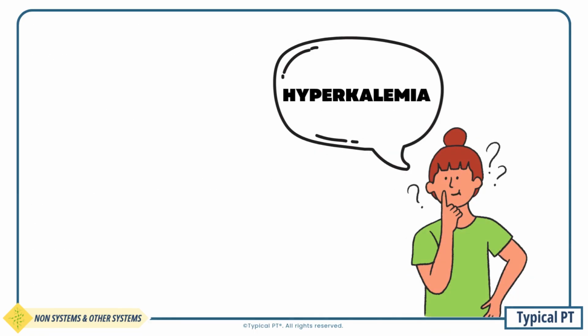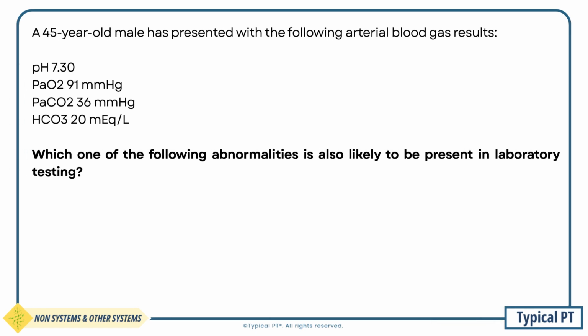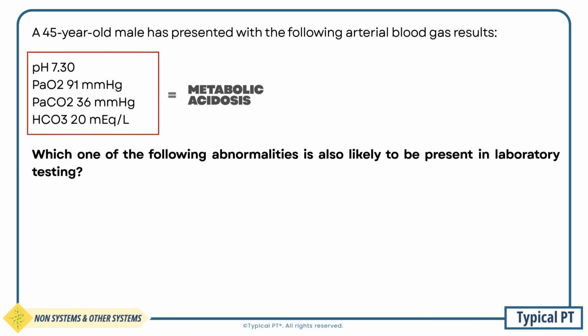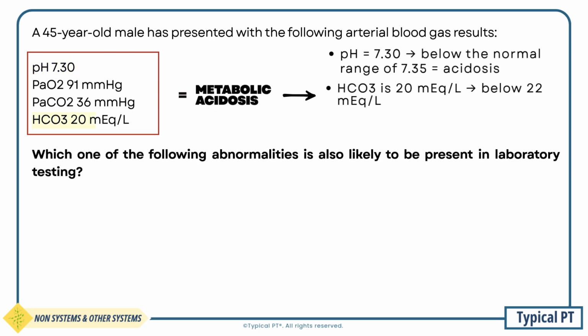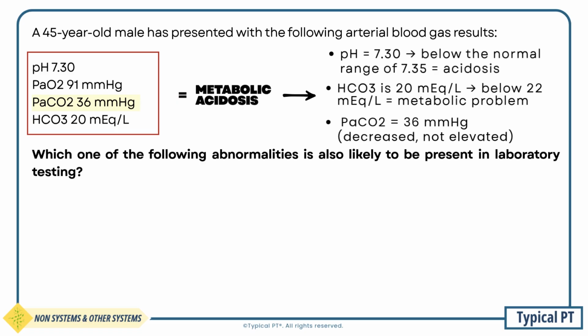Let's walk through why hyperkalemia is the correct answer. Looking at our ABG values, we can identify this as metabolic acidosis. How do we know? Well, the pH is 7.30, which is below the normal range of 7.35, confirming we have acidosis. The HCO3 is 20 milliequivalents per liter, which is below 22 milliequivalents per liter, indicating a metabolic problem. And if you look at the PaCO2, it's 36 millimeters of mercury, which means it's decreased, not elevated. This is the body's compensatory mechanism trying to blow off CO2 to bring the pH back up.